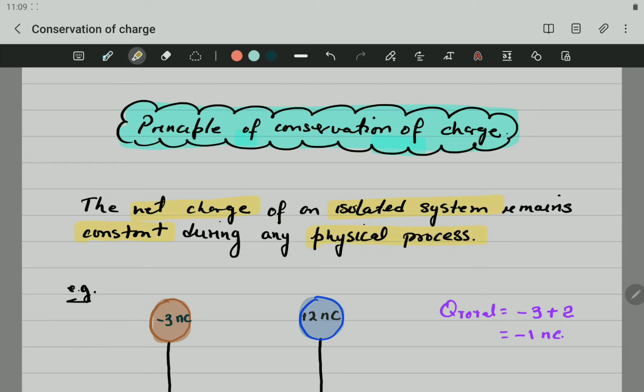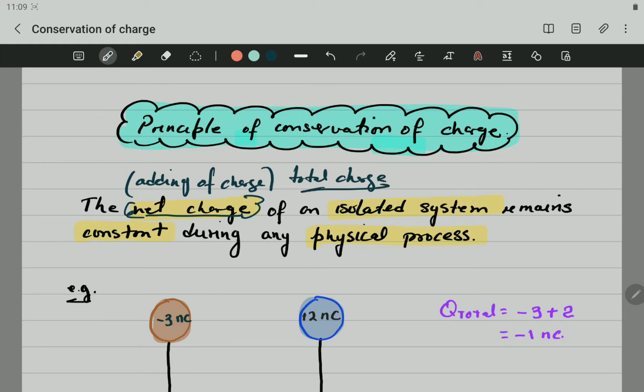Remember, what is net charge? Net charge is the adding of all the charge. That is net charge, or it could be total charge. That is what we call net charge. Have that in mind.